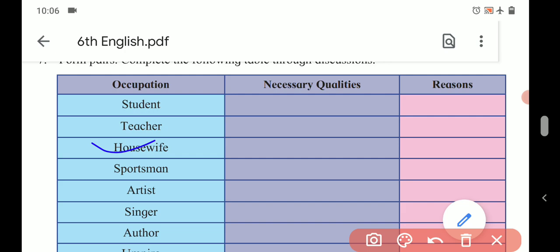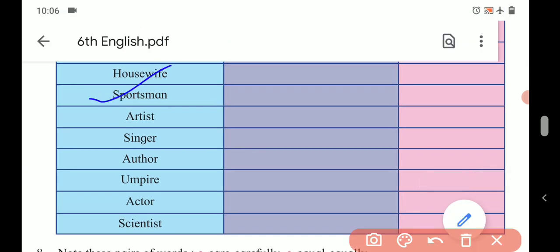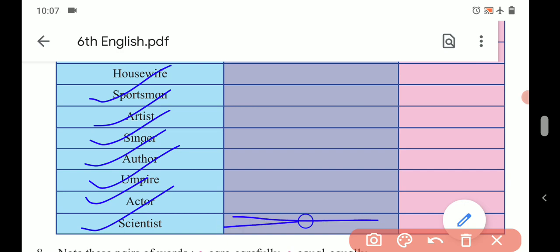So why is it required? If that housewife is caring, she is going to do all the things with love and attachment, right? In this way you have to write the necessary qualities for a sportsman, artist, singer, author, umpire, actor, scientist, and why those qualities are required, that you have to write. You can write 2-3 qualities here and explain at least one of them.